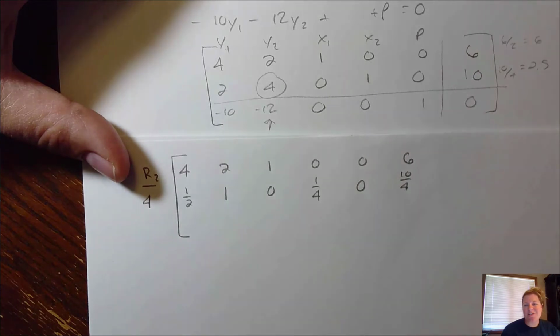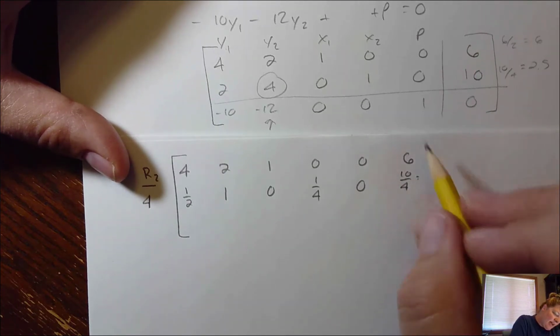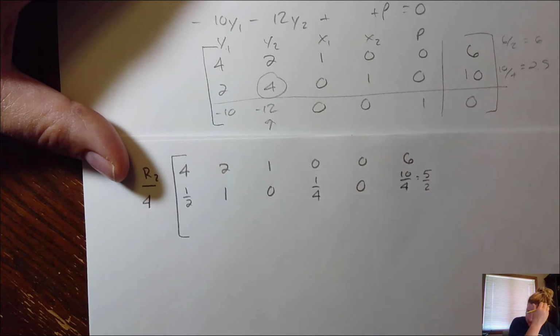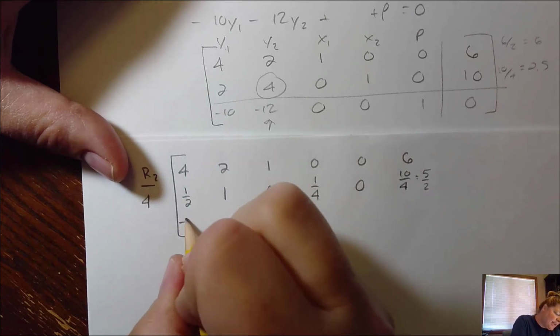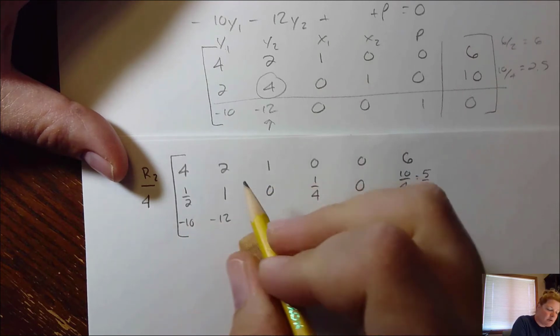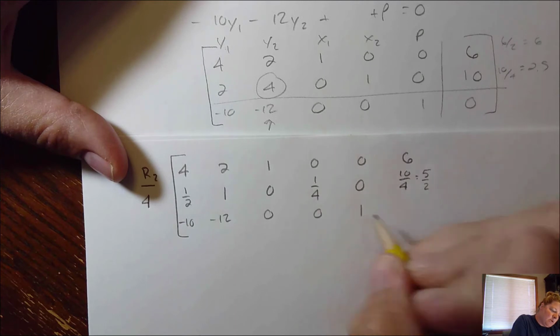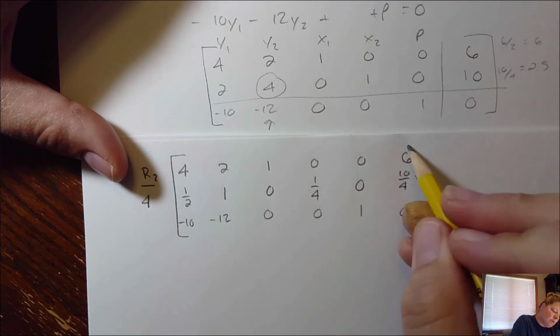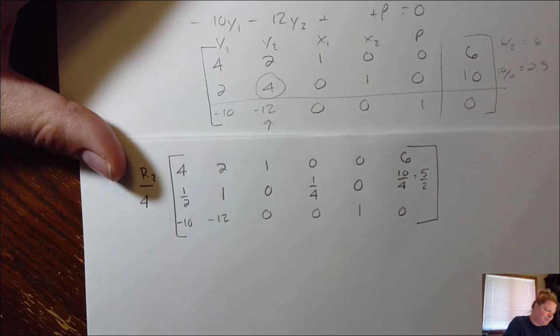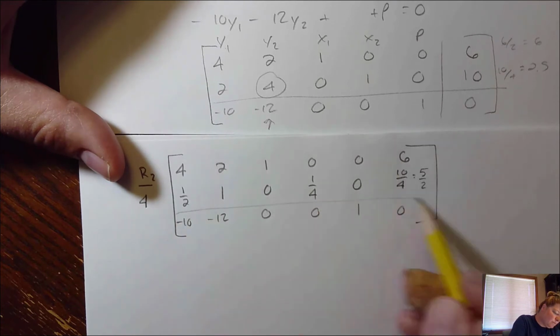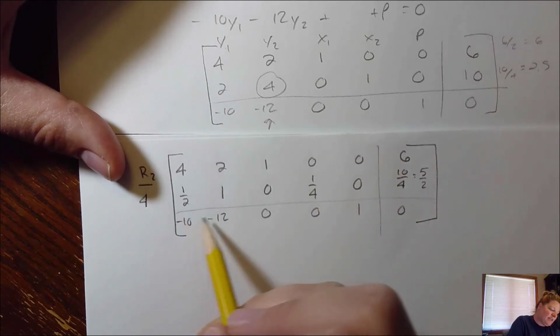Oh, and 10/4 does reduce to what? 5 halves. So I just thought 10/4. Okay. And then the bottom, negative 10, negative 12, 0, 0, 0. Okay. So we're here. And our pivot is here.